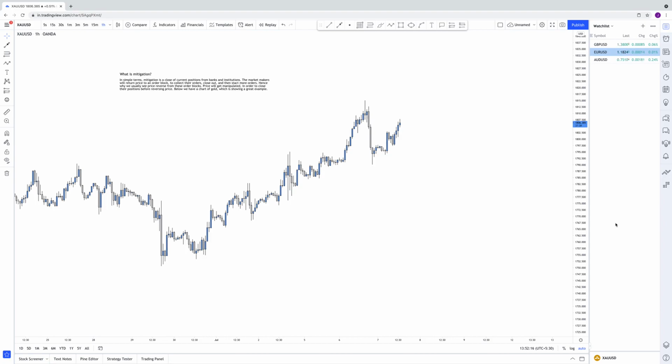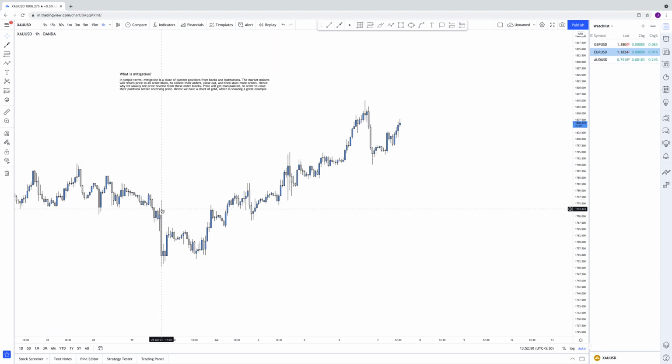But price will usually get manipulated in order to close out their positions before reversing price, as just mentioned. So below we have a chart of gold, which is showing a great example. So what we're going to do is go through this chart and identify where mitigation takes place. If we just start from the bottom and work our way up from this whole move, as we can see, we're clearly trending to the upside, higher highs and higher lows.